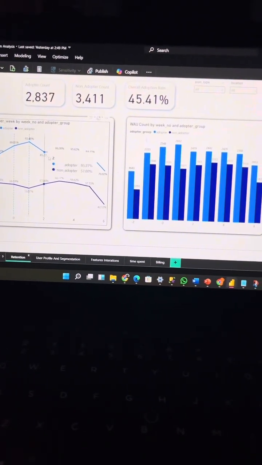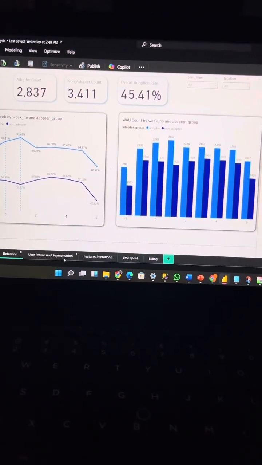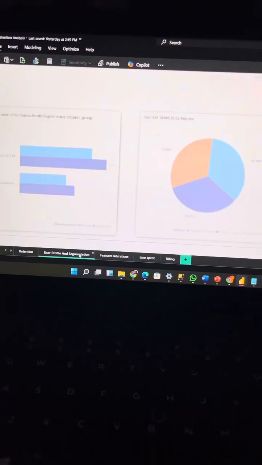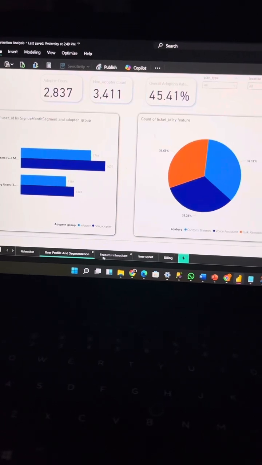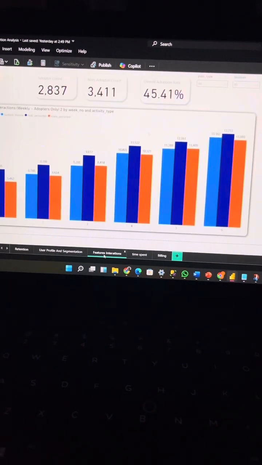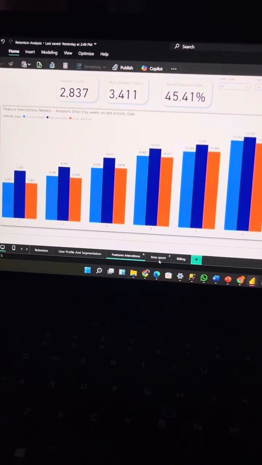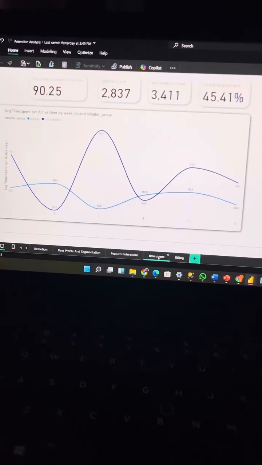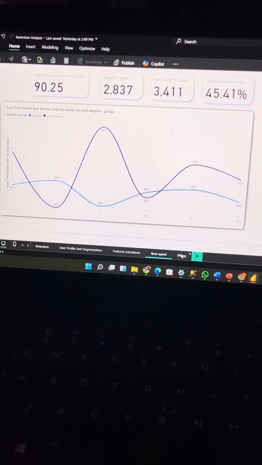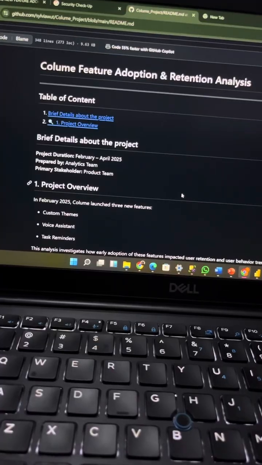So one of the biggest insights we got was that early adopters had a 40% higher retention rate in the first 7 days. So we asked, what happens if we boost the adoption rate from 45% to 50%? That's a 5% increase. That's where we quantified our impact.